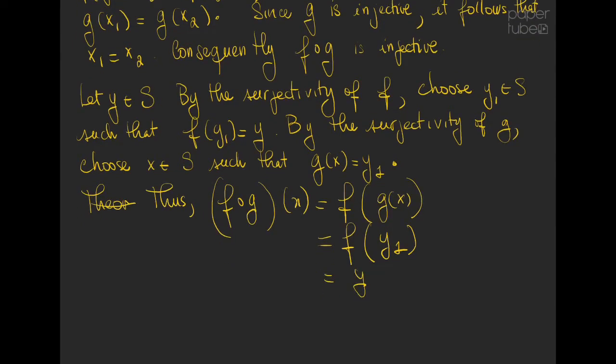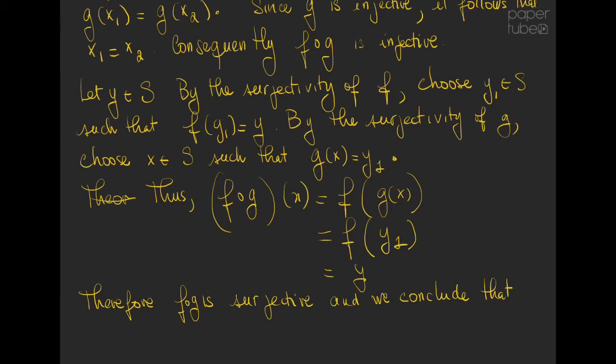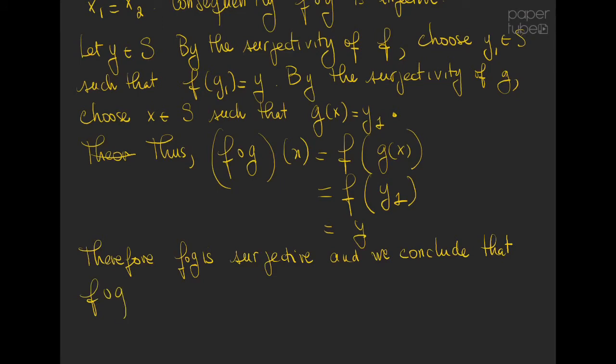So there exists an element x which is being mapped to y under the composition f composed with g. Therefore, f composed with g is surjective, and we can conclude that the composition f composed with g is a bijection.